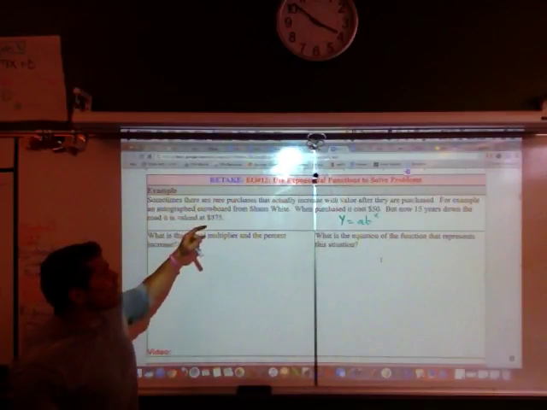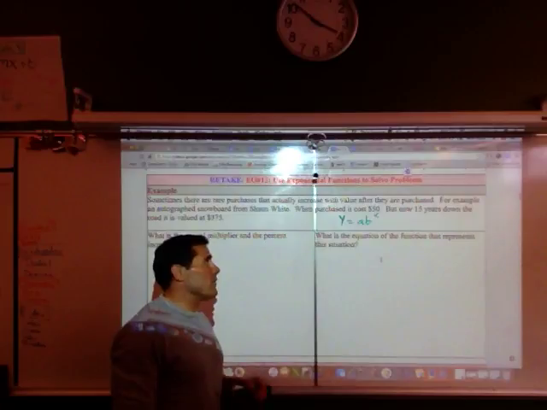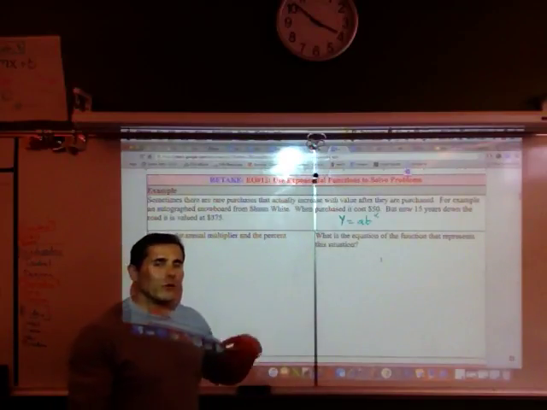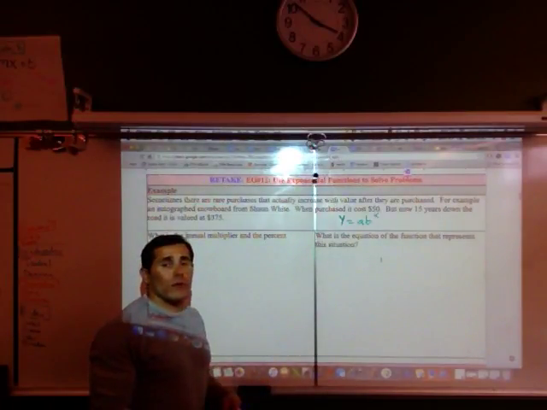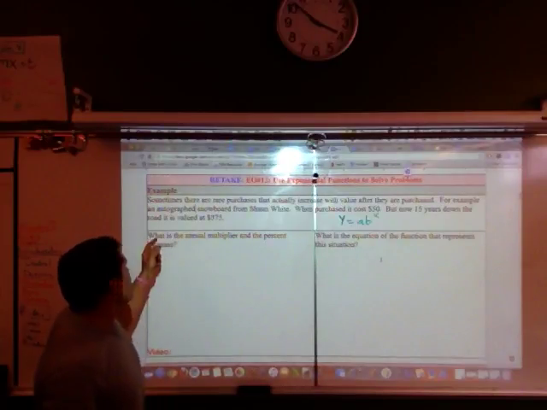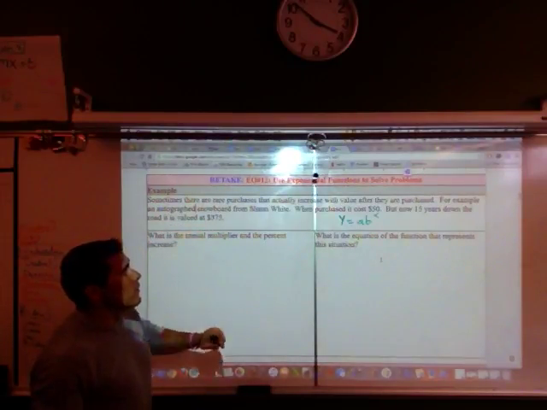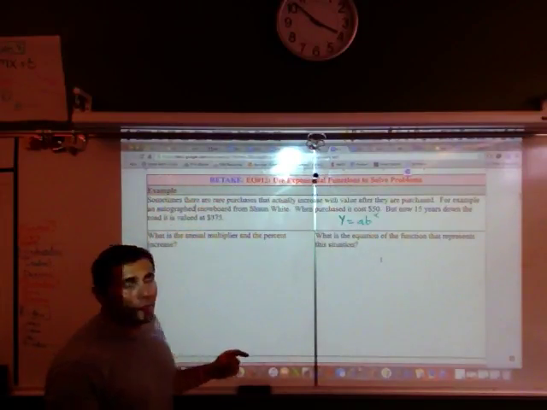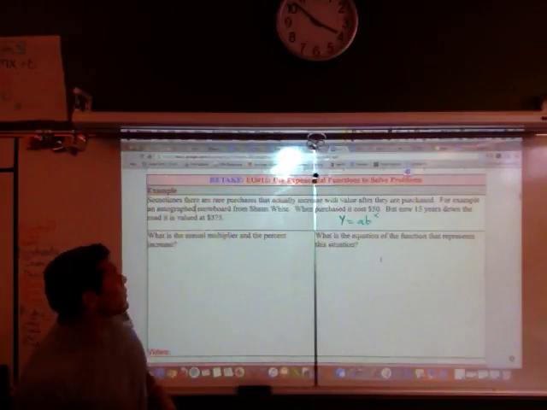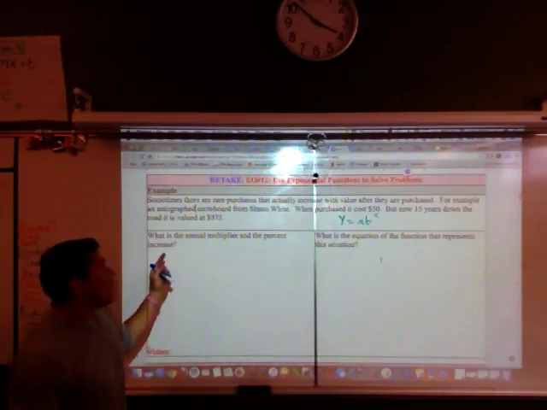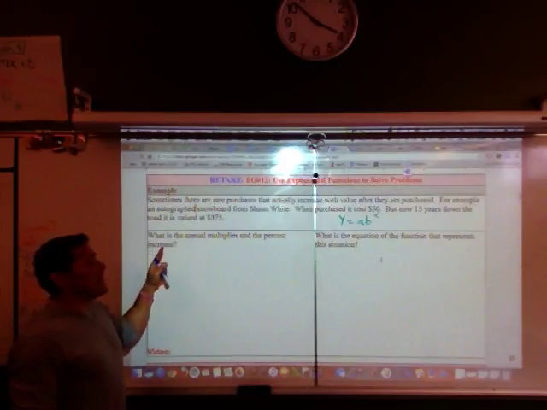Sometimes there are rare purchases that actually increase in value after they are purchased. Most things deteriorate in value, but sometimes there are rare ones that increase. For example, an autographed snowboard from Shaun White. When purchased, it cost $50, but now, 15 years down the road, it is at $375. The questions are, what is the annual multiplier and the percent increase?